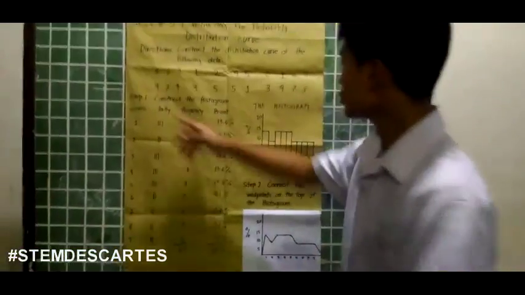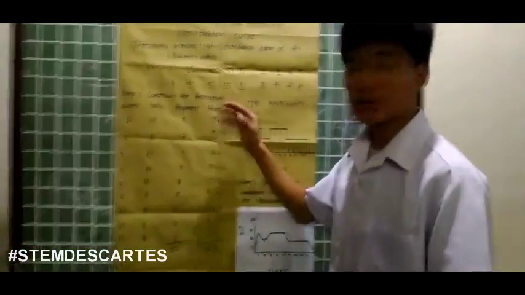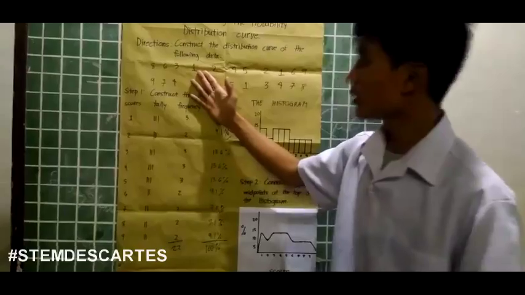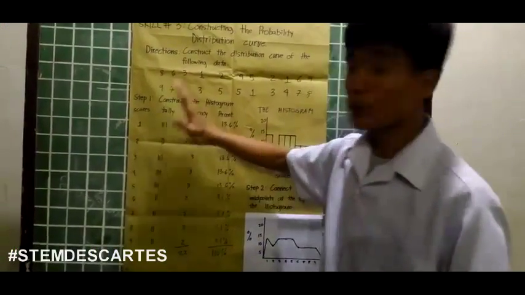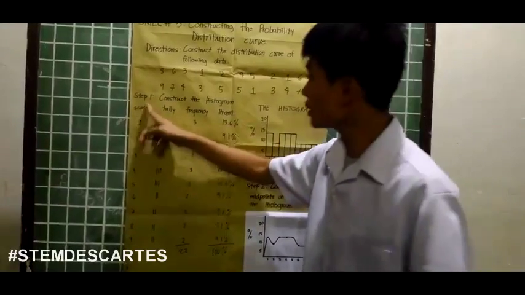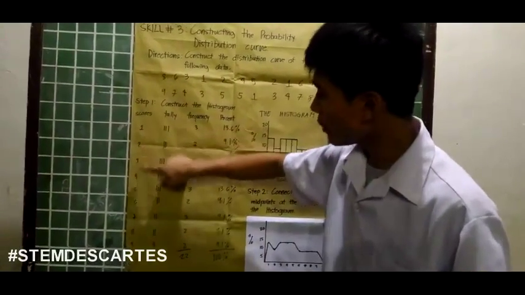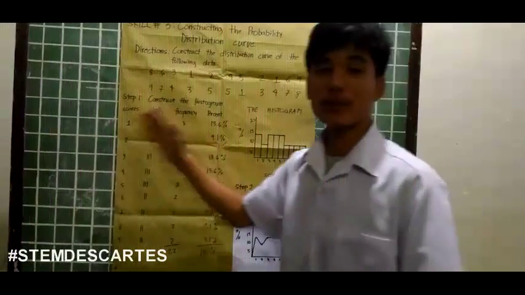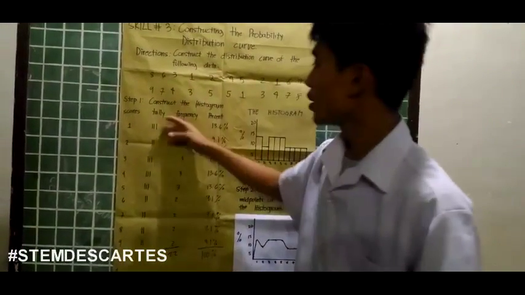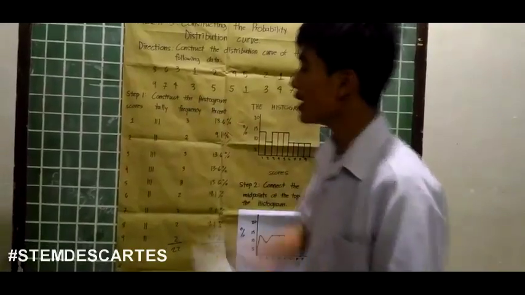Step 1. Construct the histogram. When we construct the histogram, we need the scores. These are the scores, and I put them here: 1, 2, 3, 4, 5, 6, 7, 8, 9. And we need to tally the scores. Here we tally the scores.